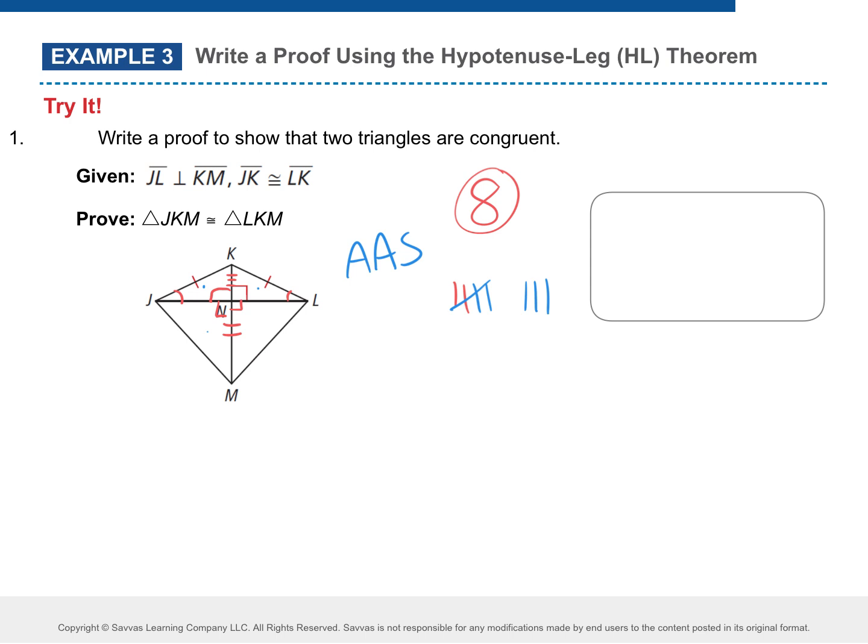So, this JN is congruent to what? NL. Yep. Why did I put 4 lines on there? Because that's the fourth congruent side we've talked about. Okay? Now, can I prove those bottom two triangles to be congruent? By what? Side, angle, side. Okay? So, since these top two are congruent to each other, and these bottom two are congruent to each other, what do we know about the whole thing?